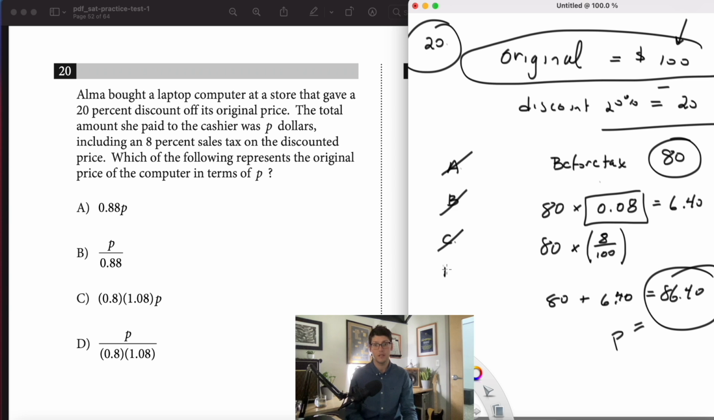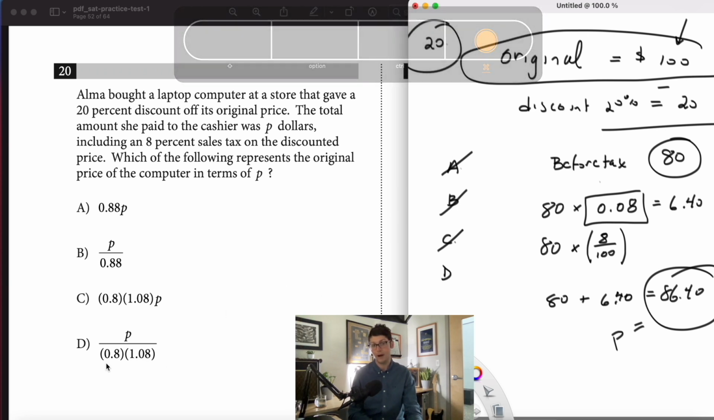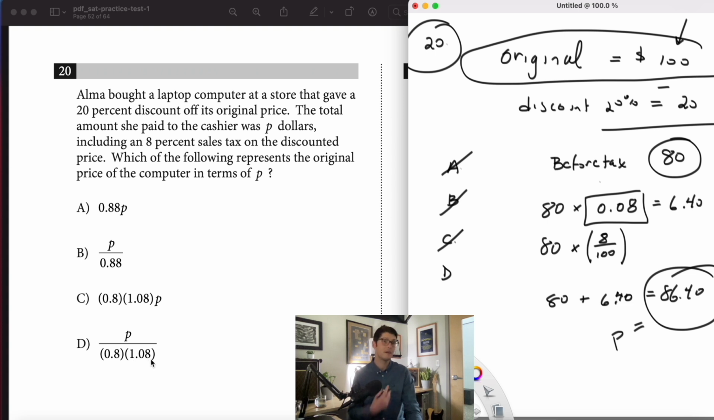So D, if you put 86.40 in for P and then you divide by 0.8 and then divide by 1.08, you're going to get your right answer. Watch out for order of operations there as well. So one thing you could do to avoid the order of operations is literally do this math in the bottom first, 0.8 times 1.08, figure out what that is, and then it's going to actually be 0.864, divide P by that, and you will get back to 100.